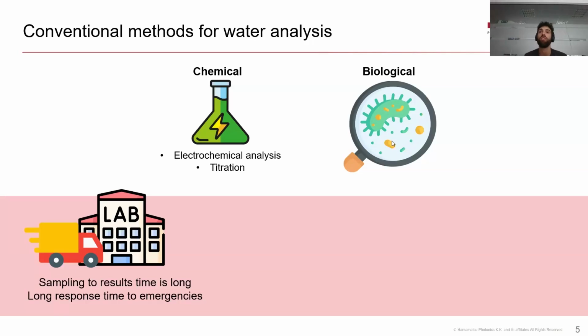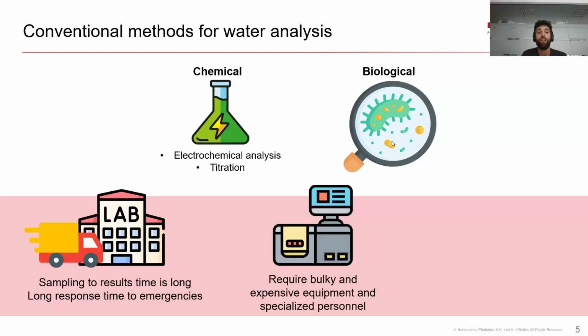For example, if you think about monitoring drinking water quality from our taps, if there is an accident that compromises the quality of water, then you would want to react as quickly as possible, and you cannot afford to wait for days. Second drawback of this kind of methods is that they require extremely expensive, bulky equipment, but most of all, they need specialized personnel, which is not always available anywhere at any time.